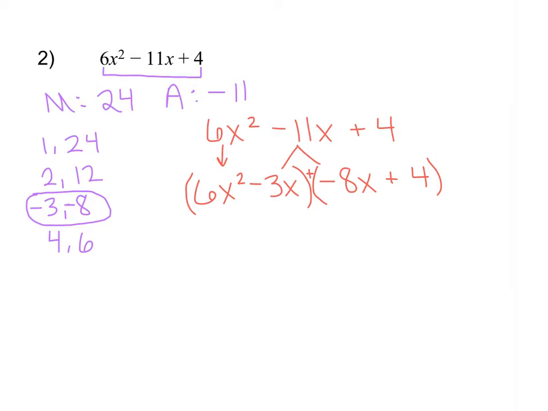Then what we're going to do is we're going to find the greatest common factor of 6x squared and negative 3x, and that's going to be a 3x. Then we're going to be left with 2x minus 1.